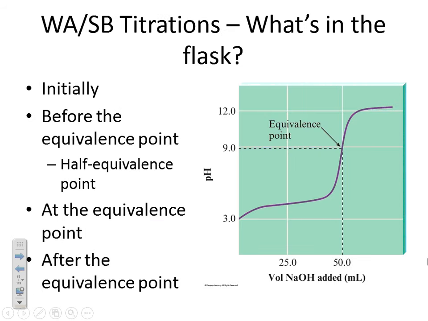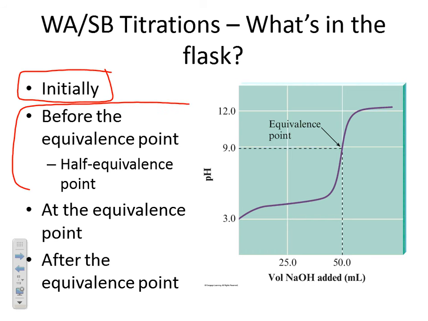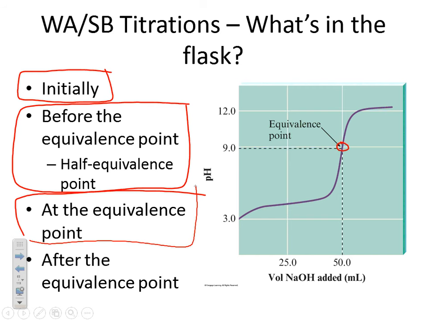So what is in the flask, the first portion of this? When you have a titration, realistically, you have four distinct areas that you can consider. Initially, what's in your flask? Then before the equivalence point, the equivalence point being the middle of that steep section. There's sort of a fifth point that goes along with that, called the half equivalence point, which we're going to be talking about. Then at the equivalence point, and then after the equivalence point. So we'll be paying attention to those broad definitions, breaking down our titration into those different regions.